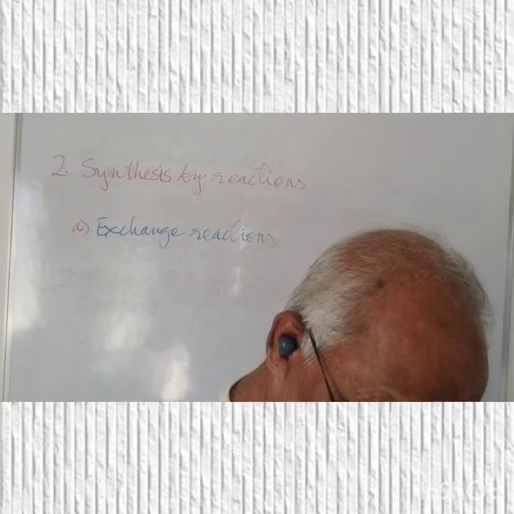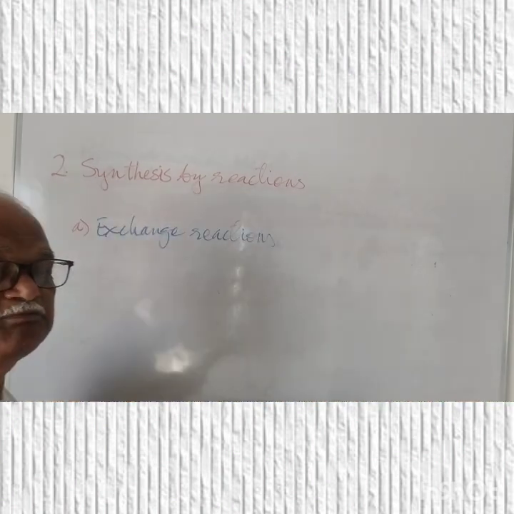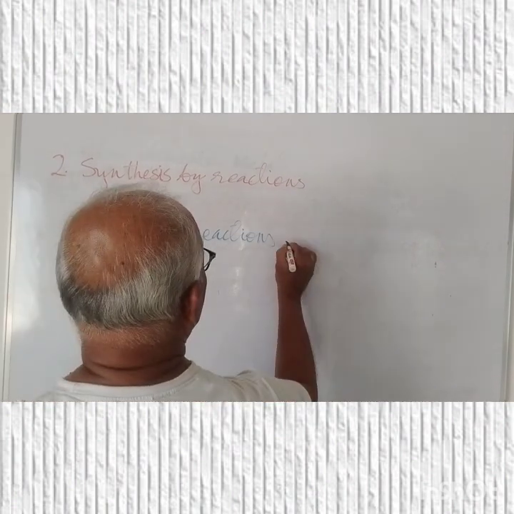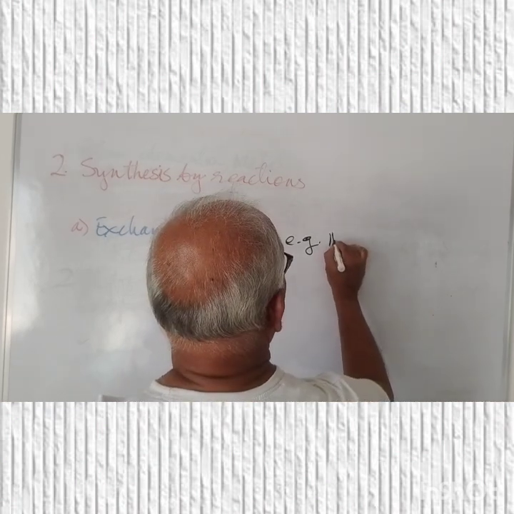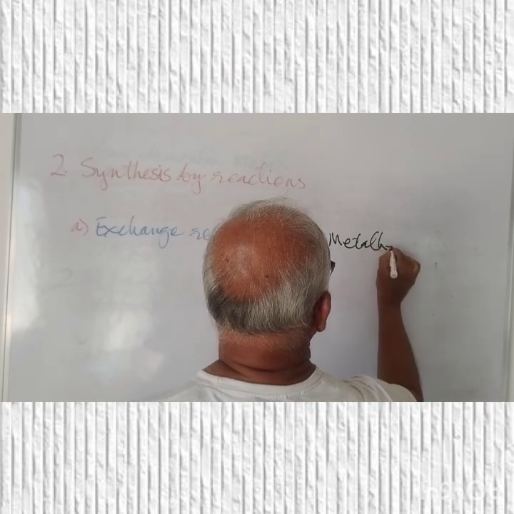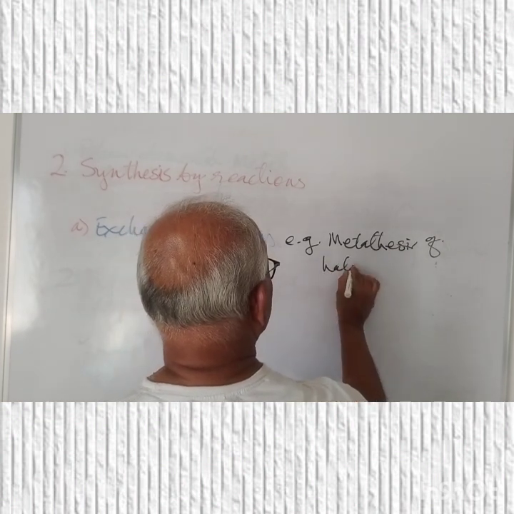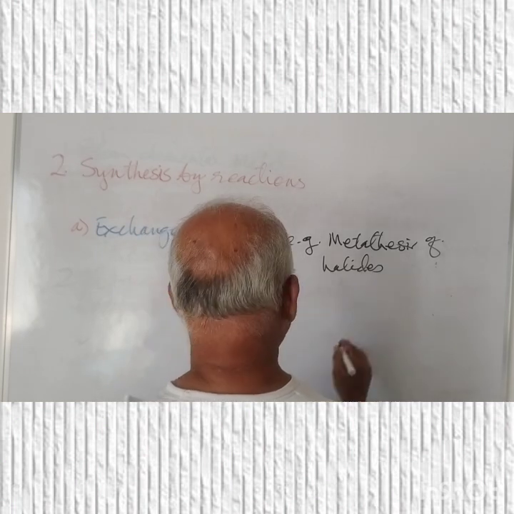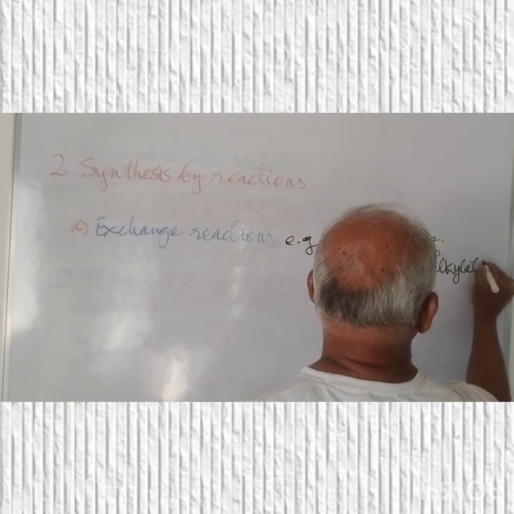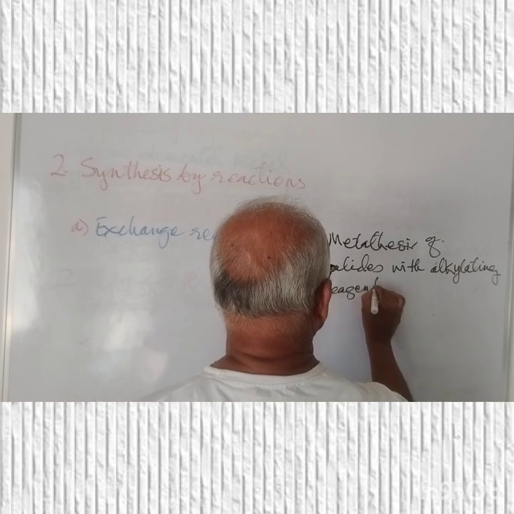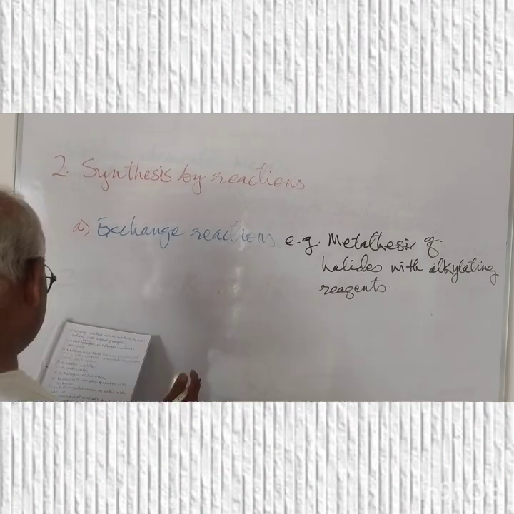For example, there is exchange of certain part, that is, for example, we can take this metathesis of halides with alkylating reagents. Alkylating reagents.